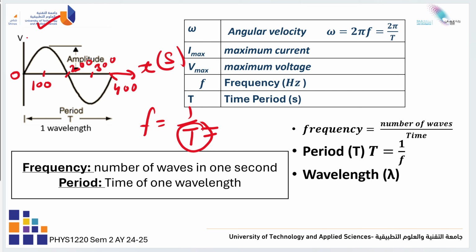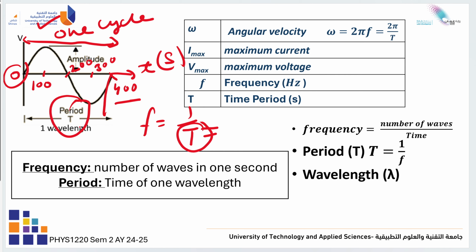From this point to this point, this is one wave, or one cycle. Sometimes we say one cycle or one wave. So the time of one wave starts from 0 second and goes up to 400 seconds. This is known as the time period of the wave. Here in this case the value of the time period is 400 second. This is how we find the time period value.